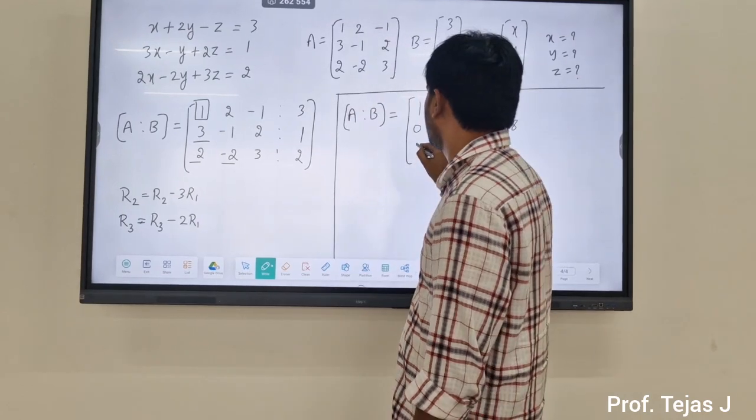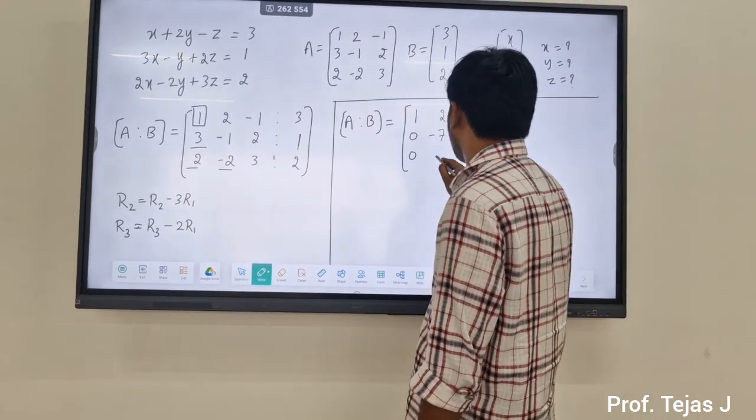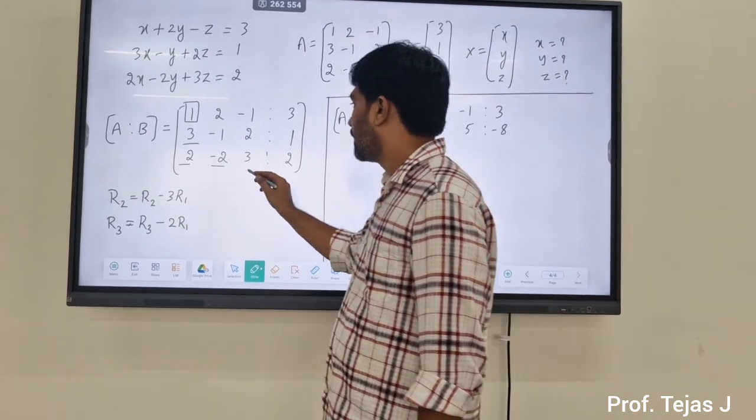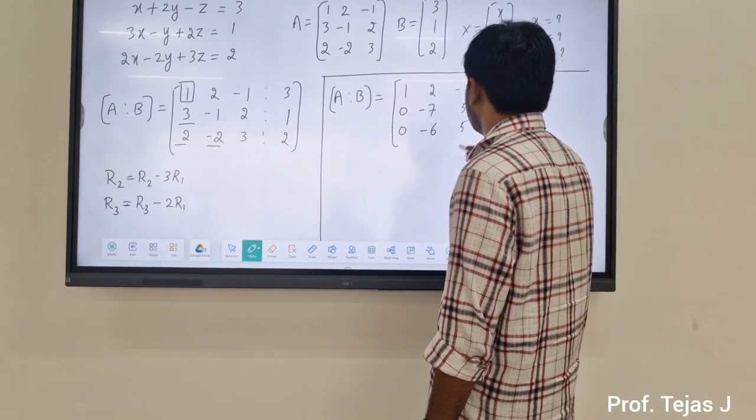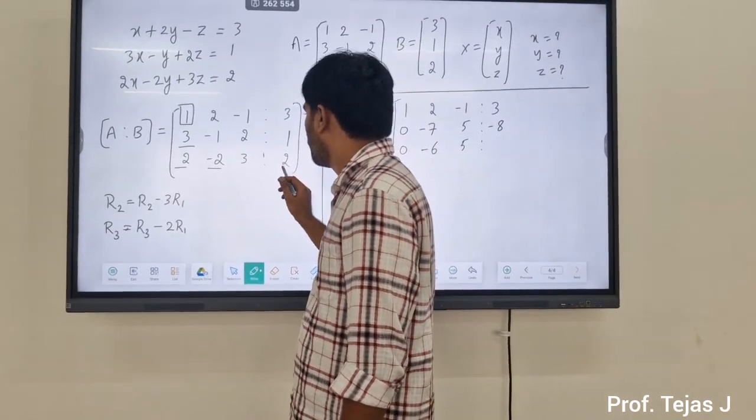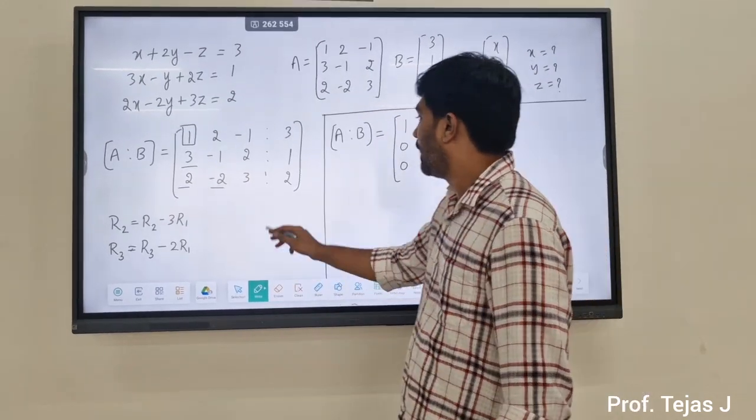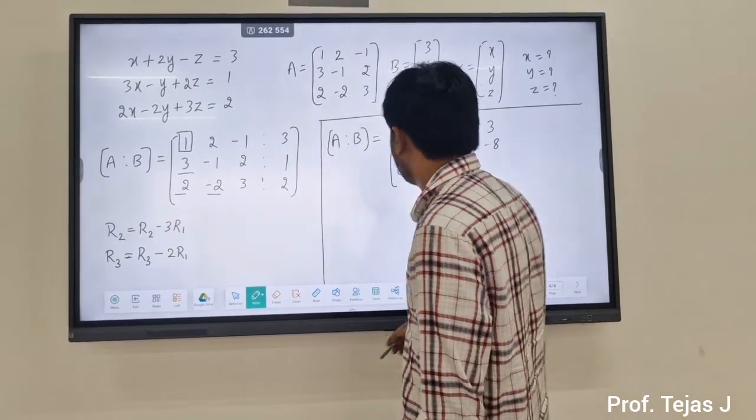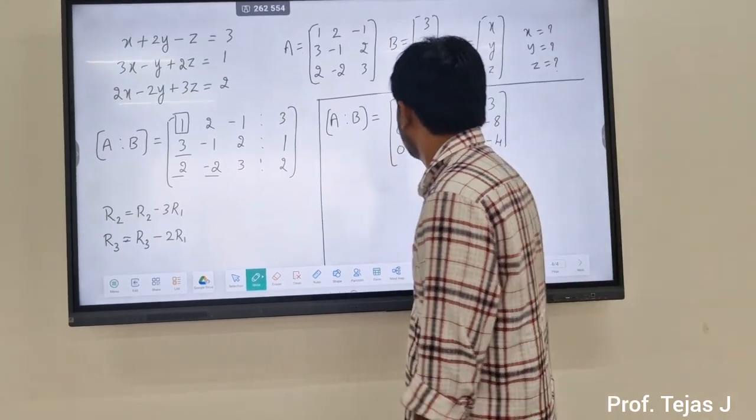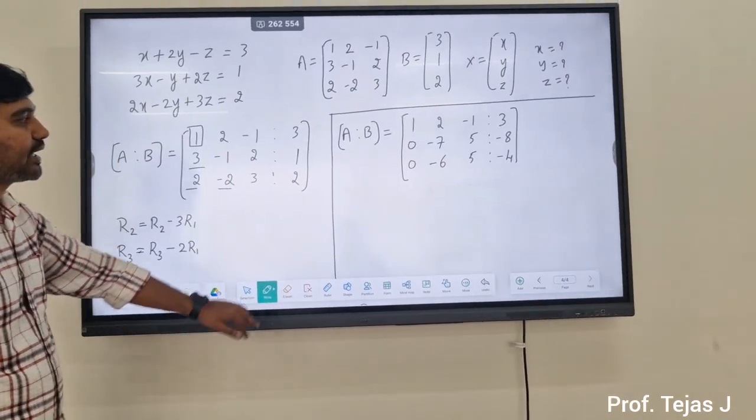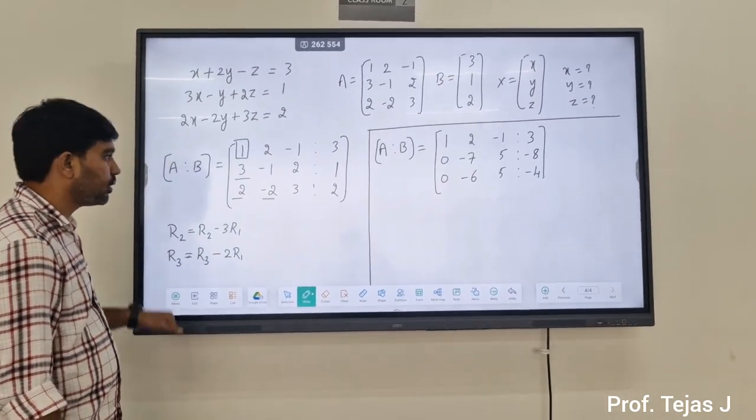And apply the operation for R3. 2 minus 2 will be 0. The next, minus 2 minus 4 will be minus 6. The next value, 3 plus 2 is 5. And the last value will be 2 minus 6, which is minus 4. So this is the matrix we get by using the row operation for R2 and R3.